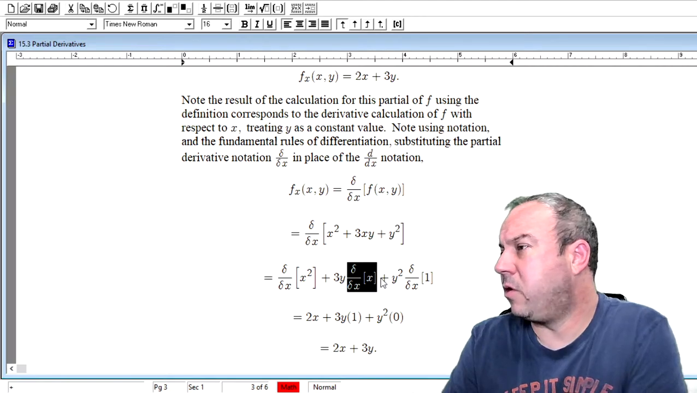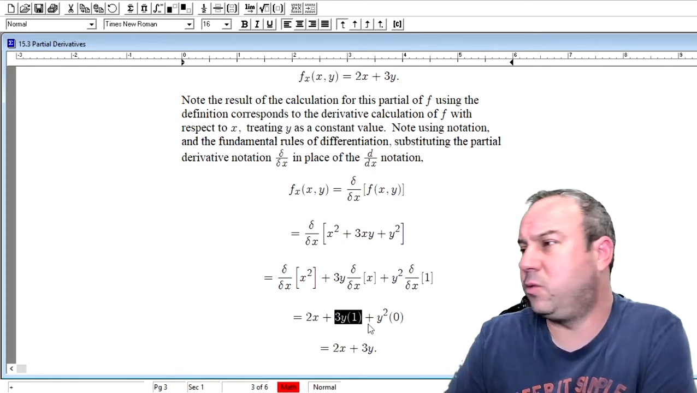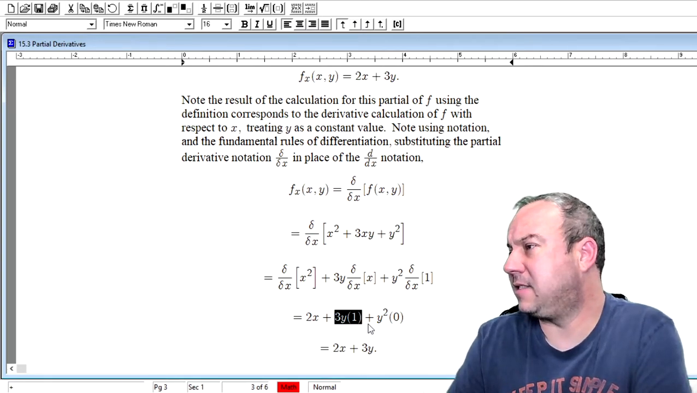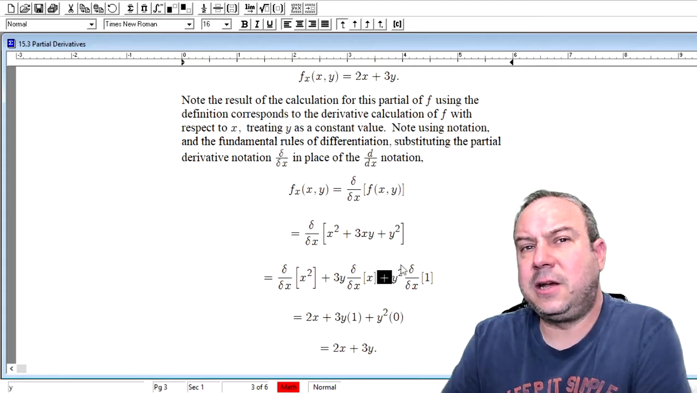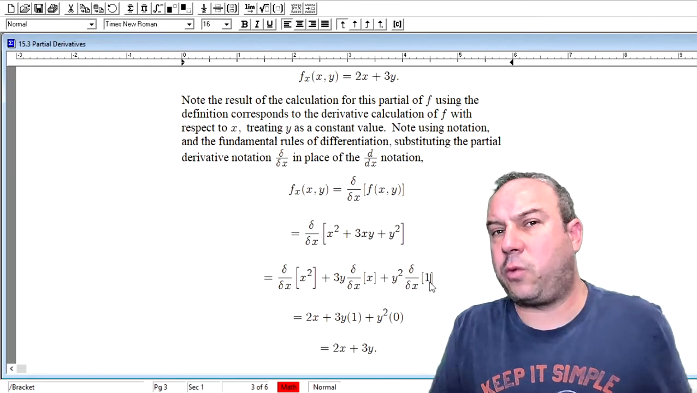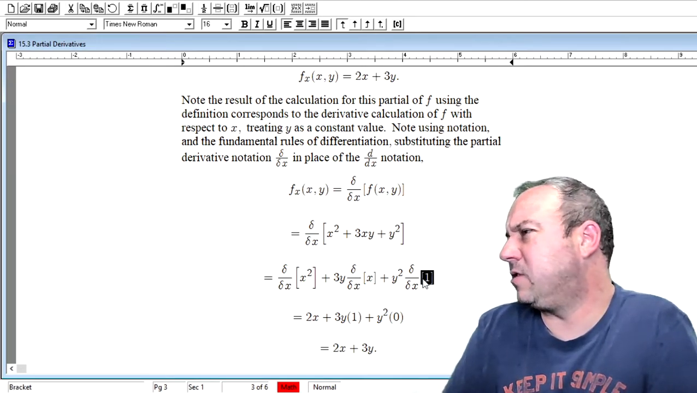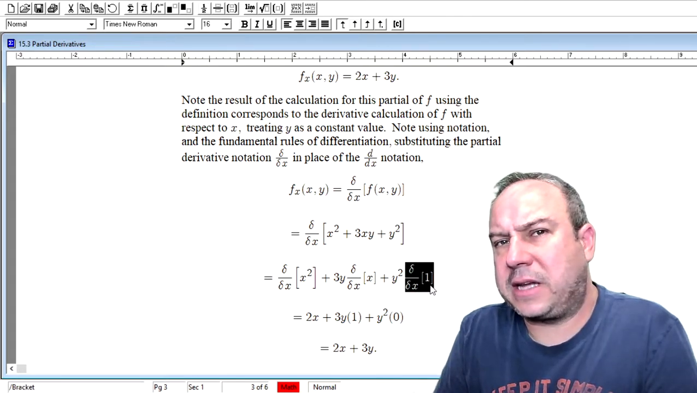Right? Where we know the derivative with respect to x for just x is 1. So we get 3y times 1, that constant times 1. Plus, here we're going to have y squared times the derivative of the constant 1. And we could have left y squared in there too and just said all we have here is the derivative with respect to a constant. And what is the derivative with respect to just some constant?